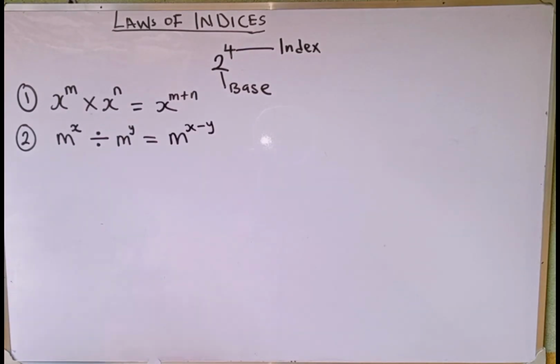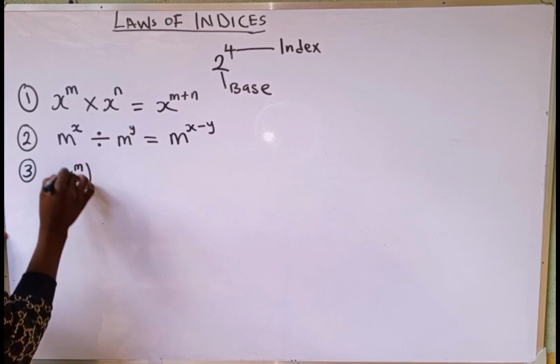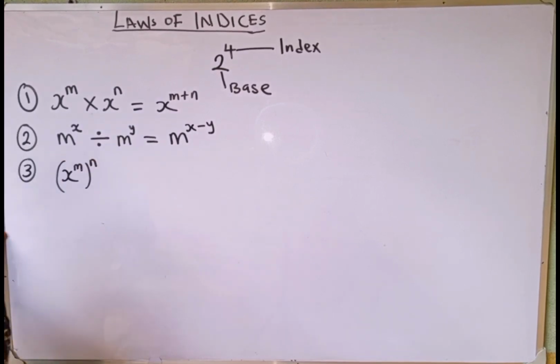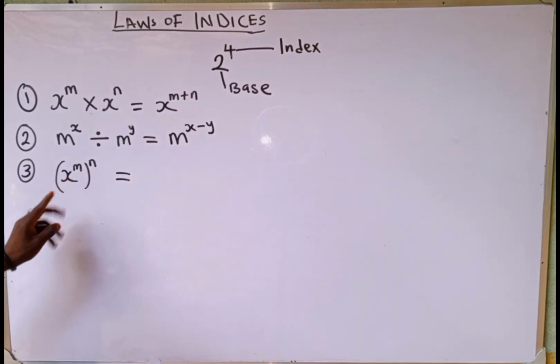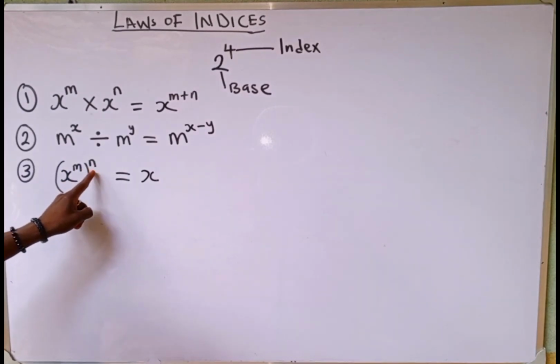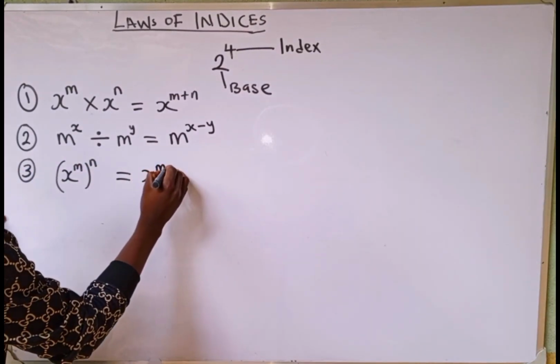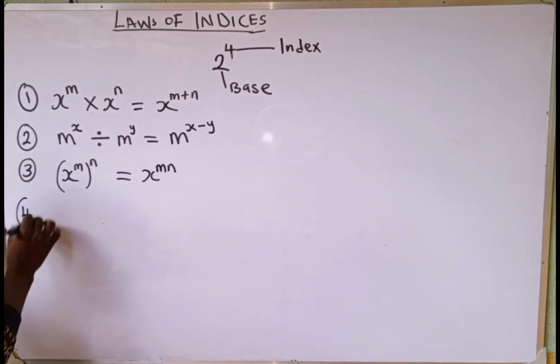We are going to look at law number 3 of indices, which is the power law of indices. Suppose you have x raised to the power of m and all is raised to the power of n. Since x is raised to the power of m and everything is raised to the power of n, we are going to multiply the two powers together. So the base here is x, then we multiply the two powers, m multiplied by n, is going to give us mn.